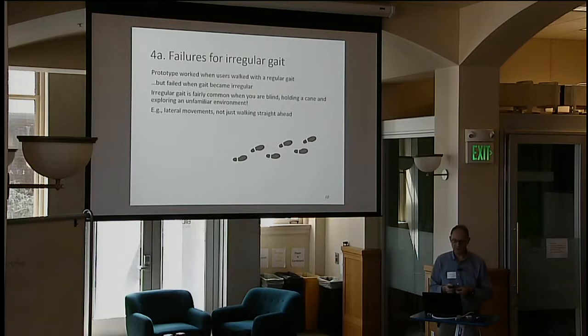Then we had one user come in, and he walked with a very irregular gait. And the problem that he mentioned was that he didn't have a lot of orientation and mobility training yet, because he was newly blind. And so he would kind of shuffle around. He would make a lot of lateral moves side to side and anything but a regular gait. And it made sense. He was in an unfamiliar environment. He wasn't without excellent O&M skills. He wasn't going to go charging ahead. So we thought about this and we realized, well, an irregular gait is actually fairly common if you happen to be blind and you're exploring an unfamiliar environment. So we thought, maybe step detection is not a good bet.